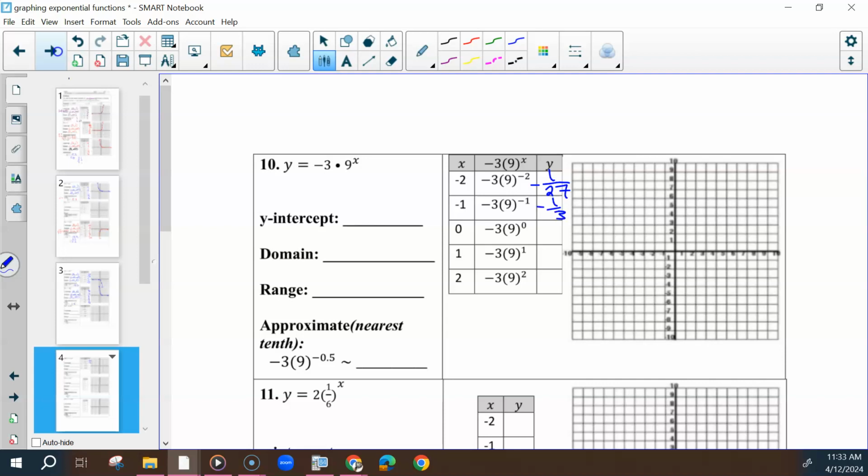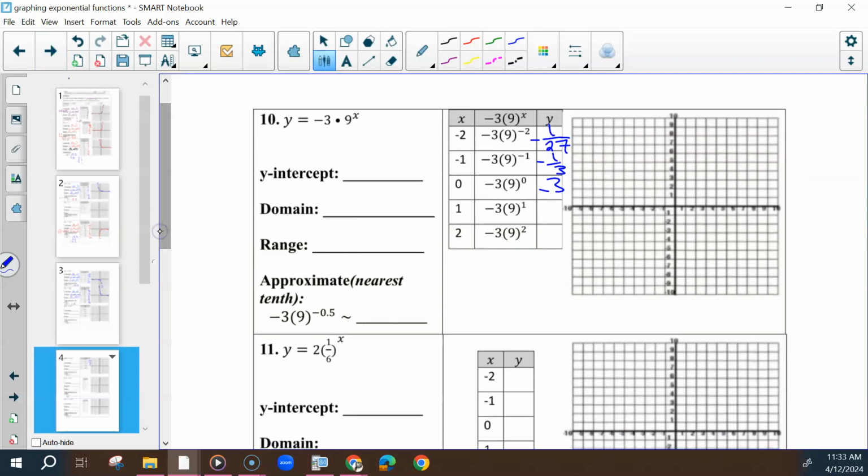Multiply. Negative 3 times 9 to the 0 is negative 3. Negative 3 times 9 to the first is negative 27. And negative 3 times 9 squared: 81 times negative 3 is negative 243.